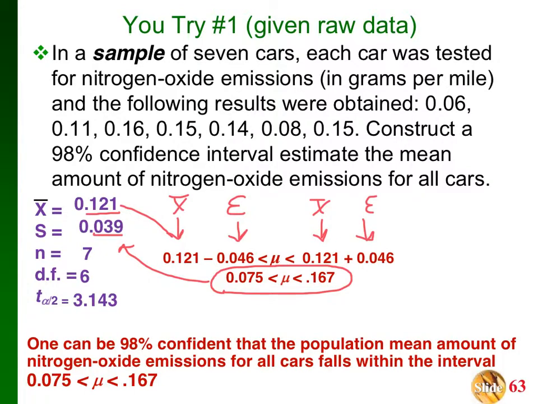One can be 98% confident that the population mean, or this can be called true mean, amount of nitrogen oxide emissions for all cars falls, that was really hard, within this interval.